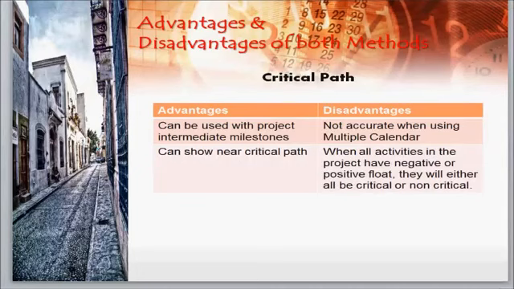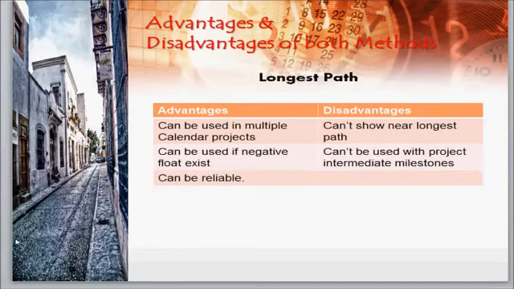The advantages of the critical path is that it can be used with project intermediate milestones and can show near critical path. Disadvantages are that they're not accurate when using multiple calendars, and when all activities in the project have negative or positive float, they will either all be critical or non-critical. The longest path. Its advantages is that it can be used in multiple calendar projects, or if negative float exists, and can be reliable. Disadvantage is that it does not show the near longest path and cannot be used with project intermediate milestones.